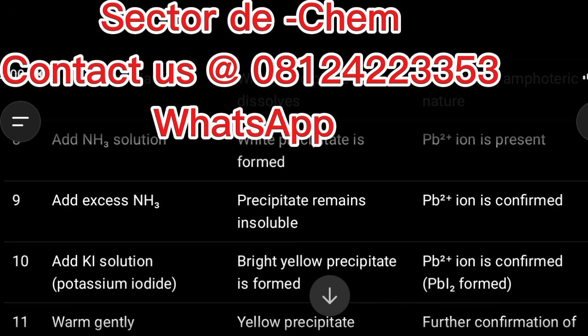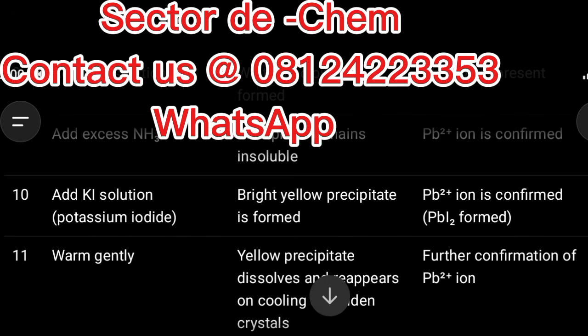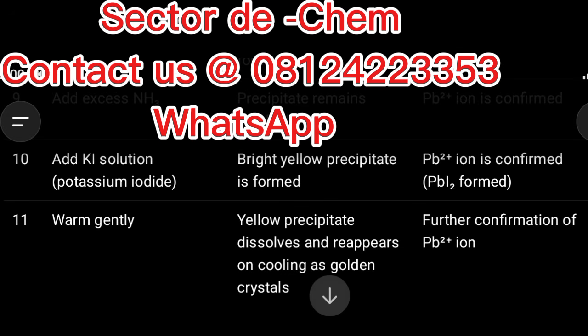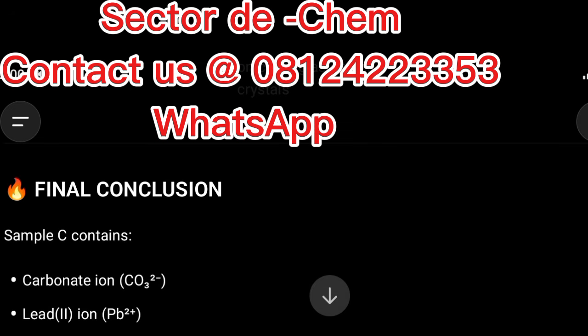Then test 10: add potassium iodide solution to sample C. What you observe and write is: bright yellow precipitate is formed. So your inference is: lead ion is confirmed. Then 11, this is the last one: warm gently, precipitate dissolves and reappears on cooling as golden crystals. So this is further confirmation of lead ion. So now, final conclusion: sample C contains carbonate ions and lead ion.